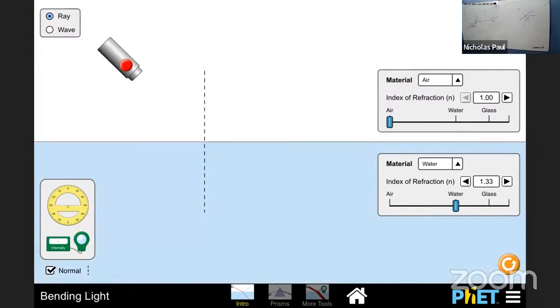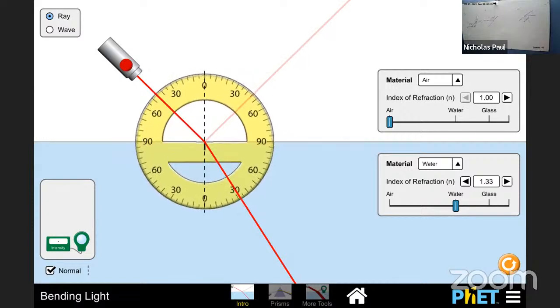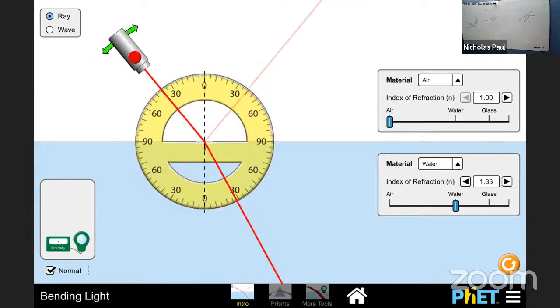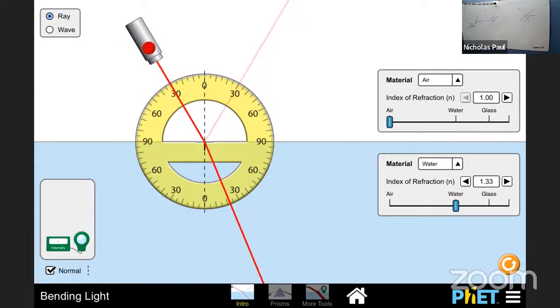All right, let's go back to the first scenario. Since Nathan likes to use the protractor, let's look at something special. Nathan, can you tell me what angle of incidence we have here? What's the angle of incidence? Make it larger. How much? 30. So the angle of incidence is 30 degrees.